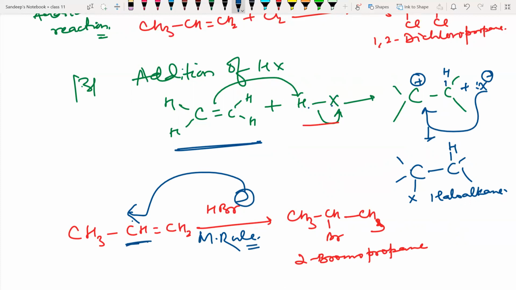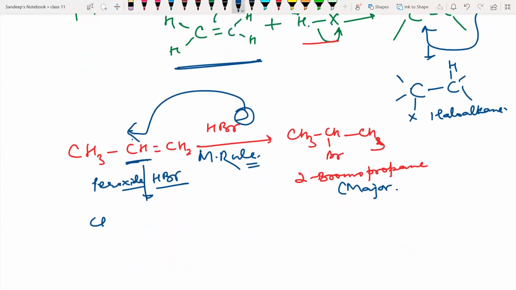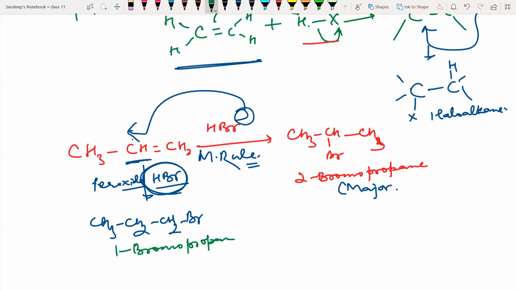But if we treat propene with HBr in presence of peroxide, then 1-bromopropane is major. That is called anti-Markovnikov's rule. So here CH3CH2CH2Br will be formed. It happens only in case of HBr, not in case of HCl or HI. So 1-bromopropane is the major product. This is called anti-Markovnikov's rule.